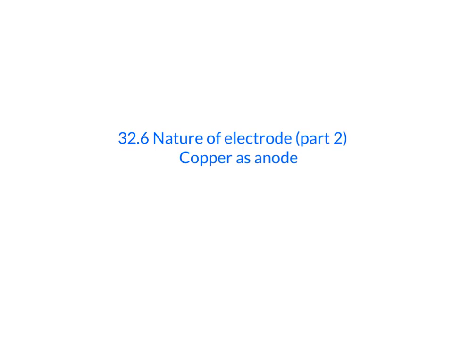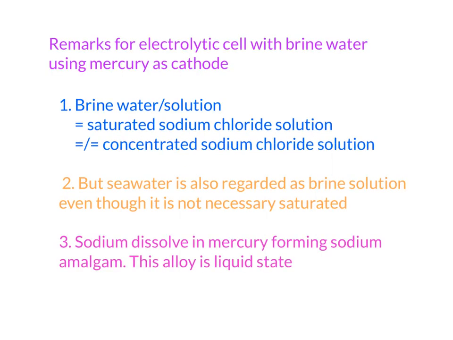Okay, now we come to nature of electrode part 2. So this time we are talking about copper as anode. But before that, we just want to make remarks for the last videos, using mercury as cathode.